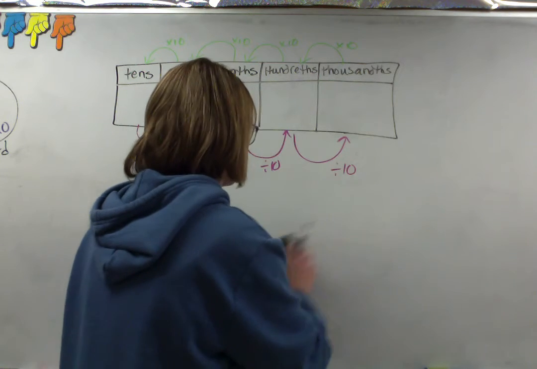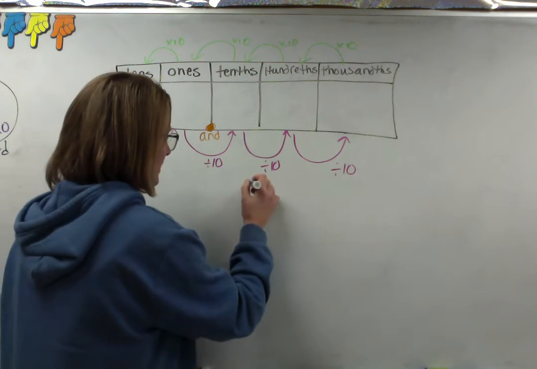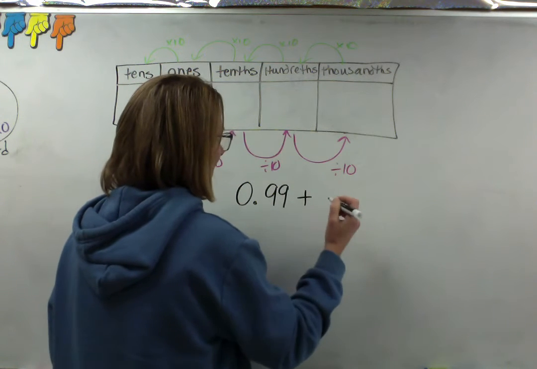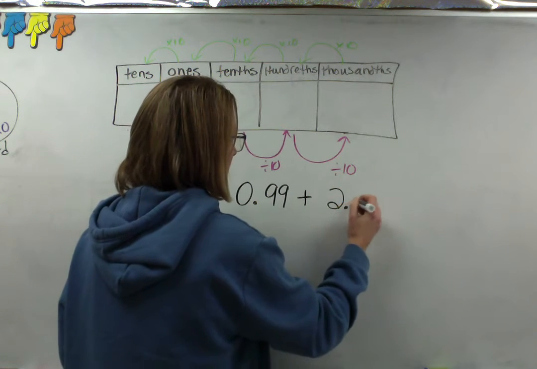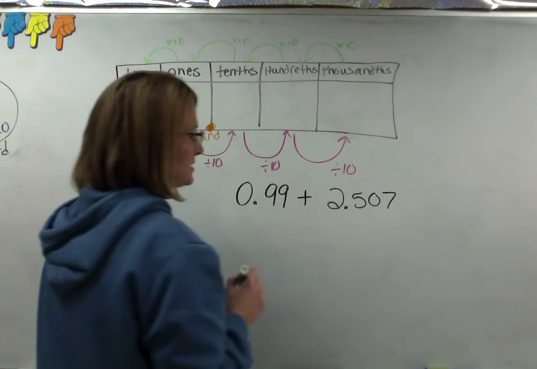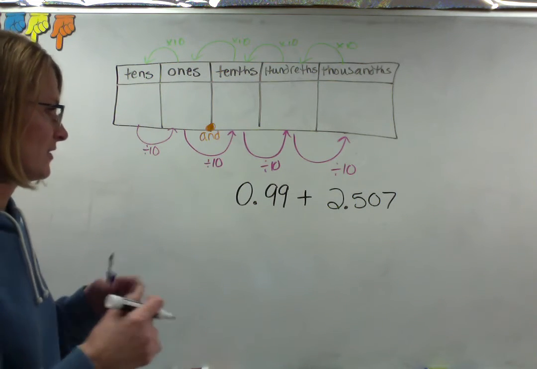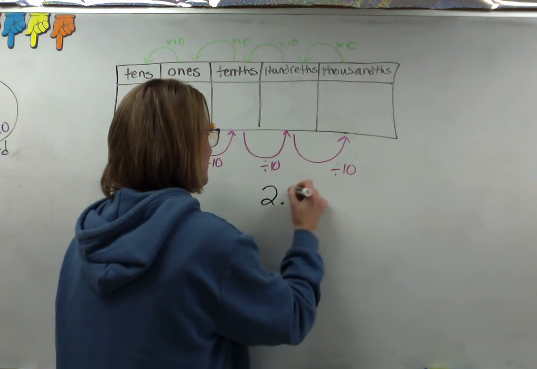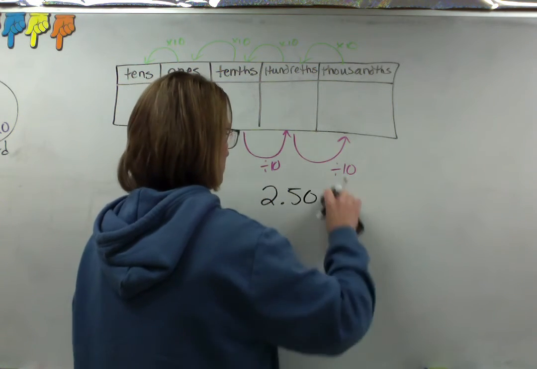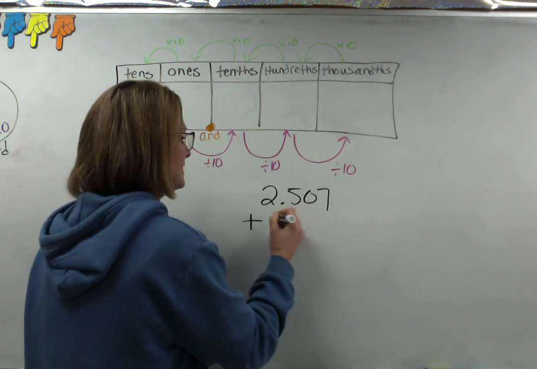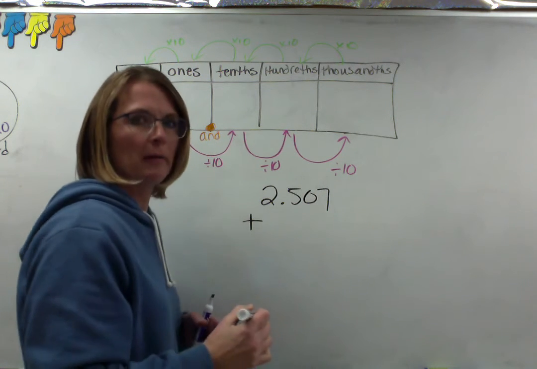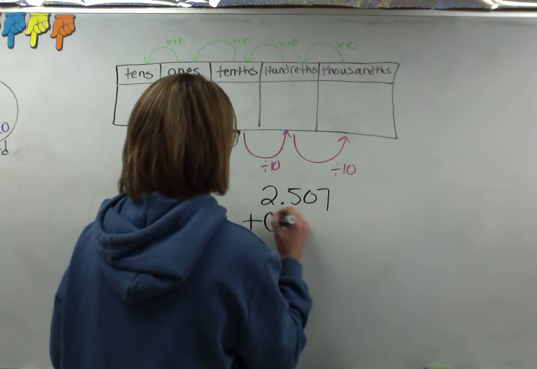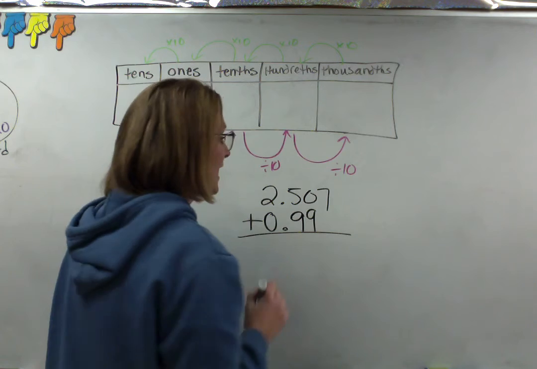Okay, let's try another one. Let's say we've got something like 0 and 99 hundredths. And we're going to add 2 and 507 thousandths to it. So I have to take this and line it up now. So 2 and 507 thousandths. Whoops. I don't know what I was writing there. Plus, I already forgot the other number. 99 hundredths. Okay. So we're going to add that.